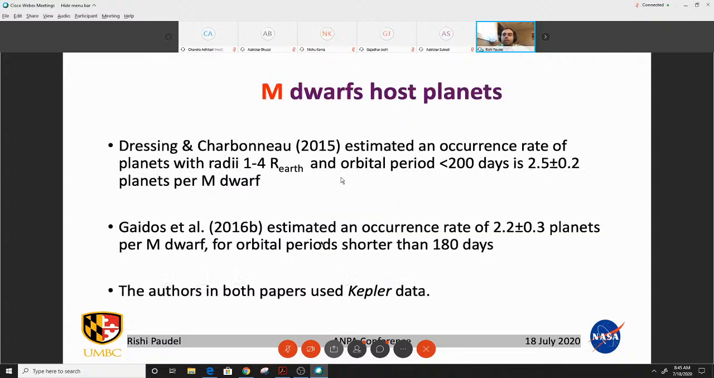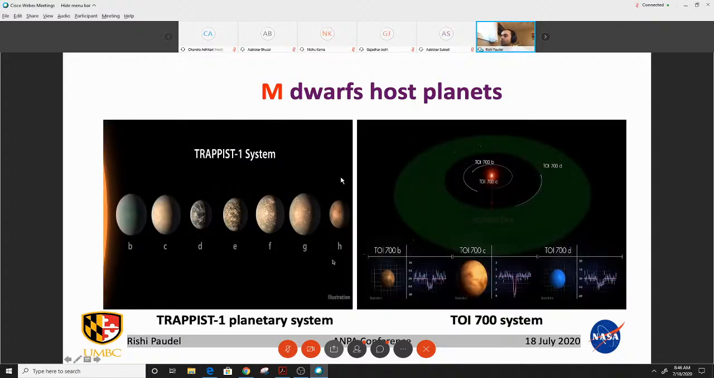After the launch of the Kepler and TESS missions, we now know M dwarfs host planets. On average, every M dwarf has two planets with orbital period less than 200 days. This result is based on Kepler data. These are examples of some famous M dwarfs which host planets. This is the TRAPPIST-1 system, which has 7 planets, and this is the TOI 700 system, which is also an M dwarf planetary system, and it has 3 planets. This system was recently discovered by our team at NASA Goddard.